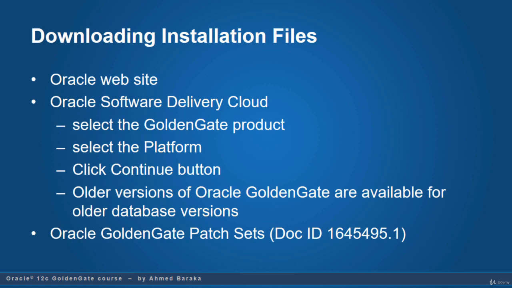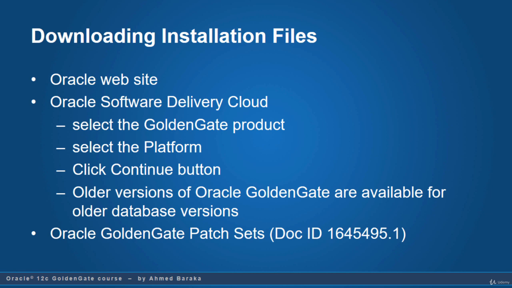To obtain a copy of the installation files for your platform and the database, you can either get them from the Oracle website or from the Oracle Software Delivery Cloud site. If you are using the Software Delivery Cloud, select the GoldenGate product, then select the platform and click on the Continue button. You will see a link where you can download the latest version of Oracle GoldenGate, and you can also obtain an old version of Oracle GoldenGate for all the versions of the databases.